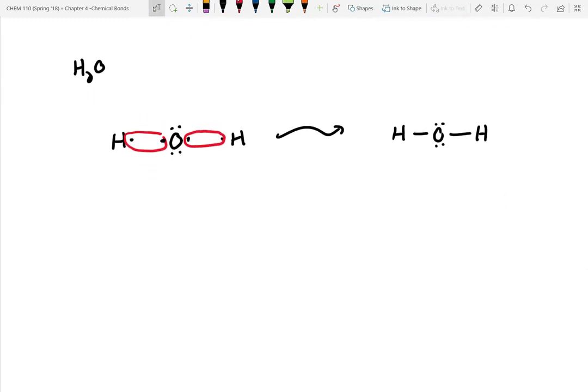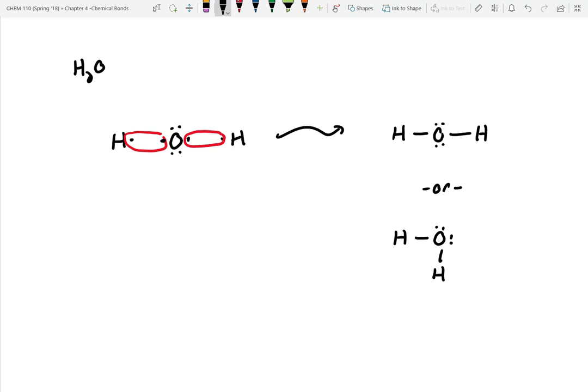However, what I notice is some students will draw it like this, and other students will draw it like this. The truth is, for Lewis dot structures, both are correct, but one is more correct than the other, and we'll talk about that next. So either one of these is an appropriate way of drawing a Lewis dot structure.